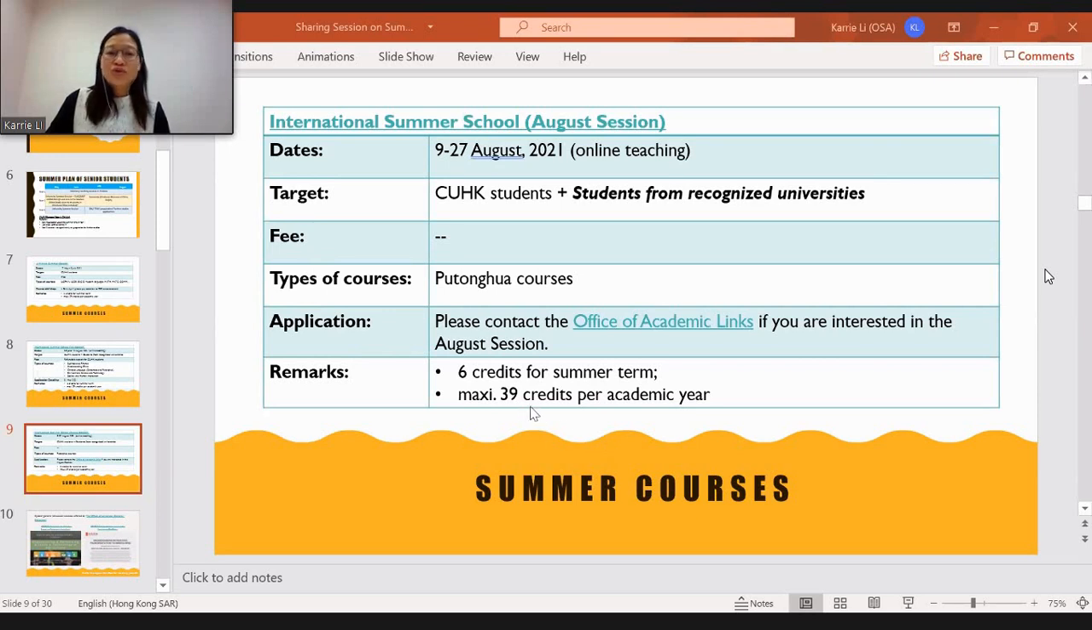It is not easy to apply for exceeding the year limits. If you want to take more credits in the summer term, say for example, you want to take 9 credits, because in your term 1 and term 2 you don't take many courses, then there is a way that you can apply to exceed these credits, but we will need to wait to see if they will approve it, okay?